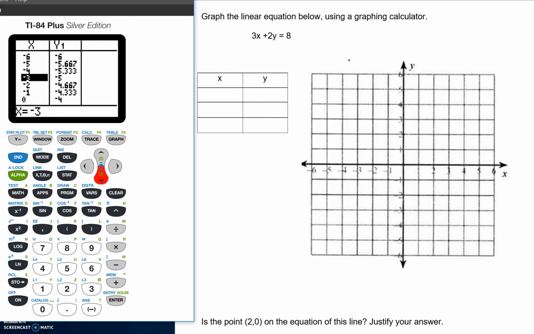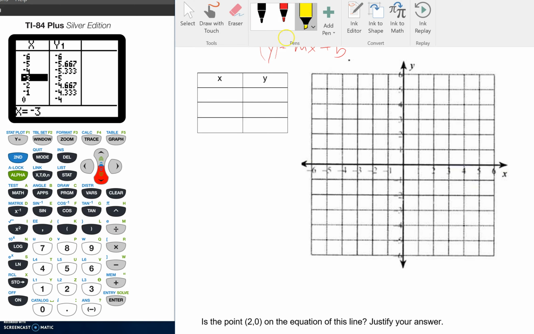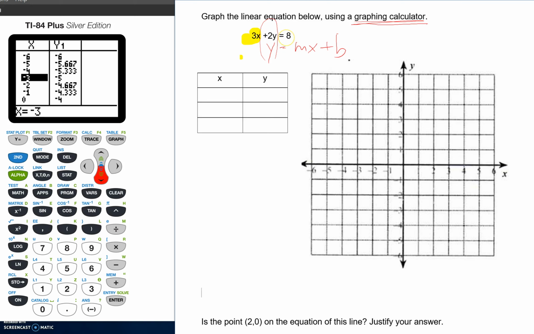Graph the linear equation below using a graphing calculator. So whenever we're asked to do that, what's our first step? The first step is getting yourself into the form y equals mx plus b. So we see that y is on the appropriate side on the left, but that mx is on the wrong side. Right? This term is going to have to move.